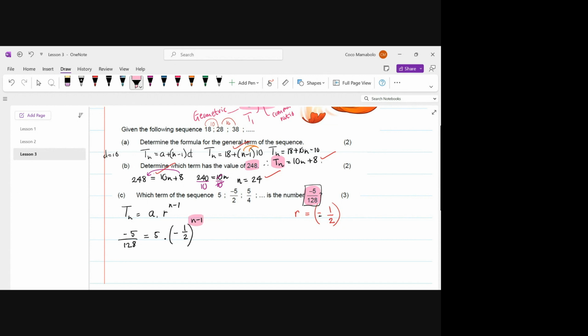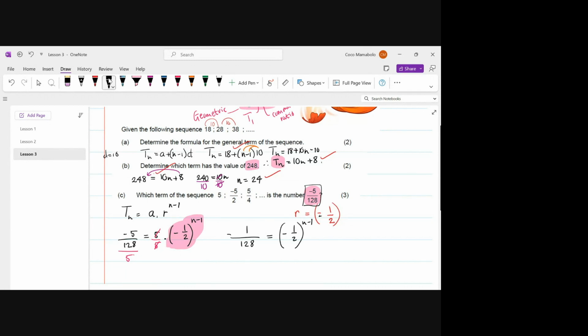We know that n is the thing that we're solving for. N is attached to the -1/2, so I can't separate them as yet. So the first thing I'm going to get rid of is the 5. So I know I'm going to have to divide this side by 5 and divide this side by 5. So I'm going to end up with -5 over 128 divided by 5 will give us -1 over 128, and that is equal to (-1/2) to the power of n minus 1.